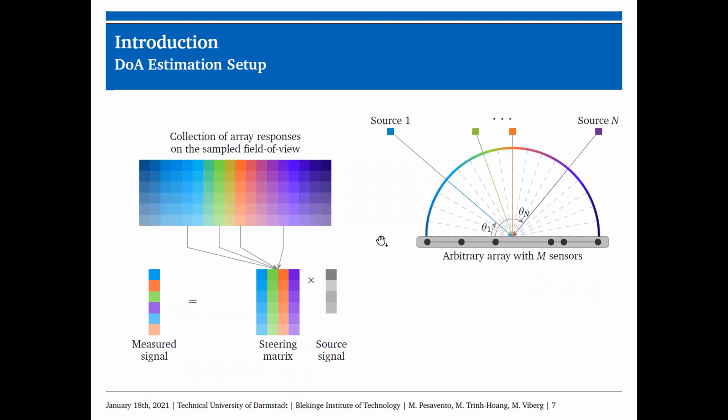Now, suppose the array receives signals from different sources like this, again from the far field. We will assume linearity so that the principle of superposition applies. Then the measured signals, what we picked up at the array elements, will be a linear combination of all these propagation vectors or array response vectors. They're weighted by the source signal, and this source signal can be time varying if we have multiple measurements or snapshots.